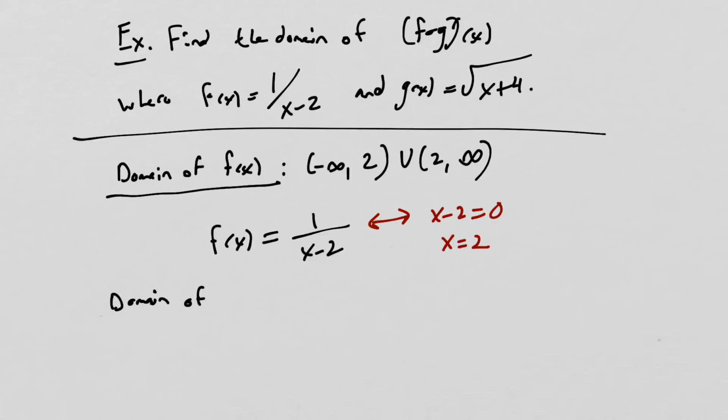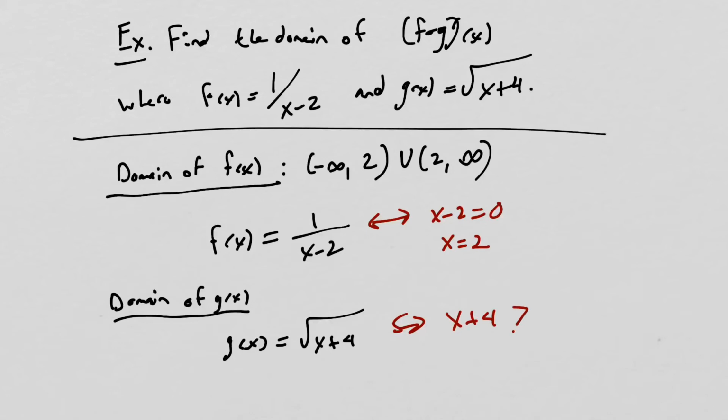Let's look at the domain of g of x. g of x is the square root function. We know that the square root function is only defined when the argument is greater than or equal to 0. So the restriction that we have here is that x plus 4 is greater than or equal to 0. x then is greater than or equal to negative 4. Writing out the domain of g of x using interval notation, this is going to become negative 4 to positive infinity, where we include the negative 4 inside our interval.